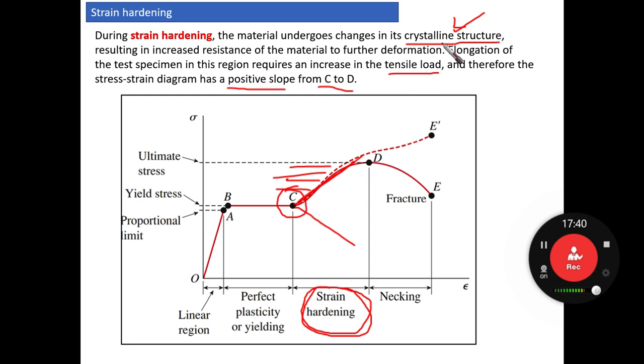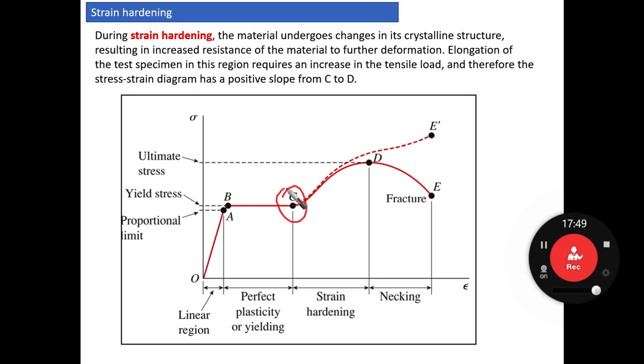Positive. So if I ask you another question, why is the slope from point C to point D positive? The answer is because the elongation of the test specimen in this region requires an increase in the tensile load. And when we increase the tensile load, definitely the stress will increase as well, because the cross-sectional area of the specimen is the same. Therefore the stress-strain diagram has a positive slope from C to D.